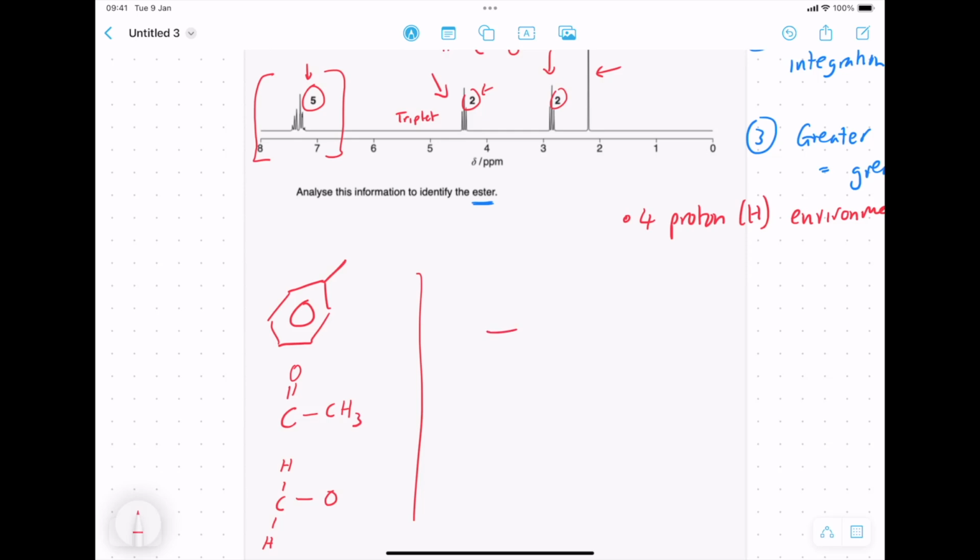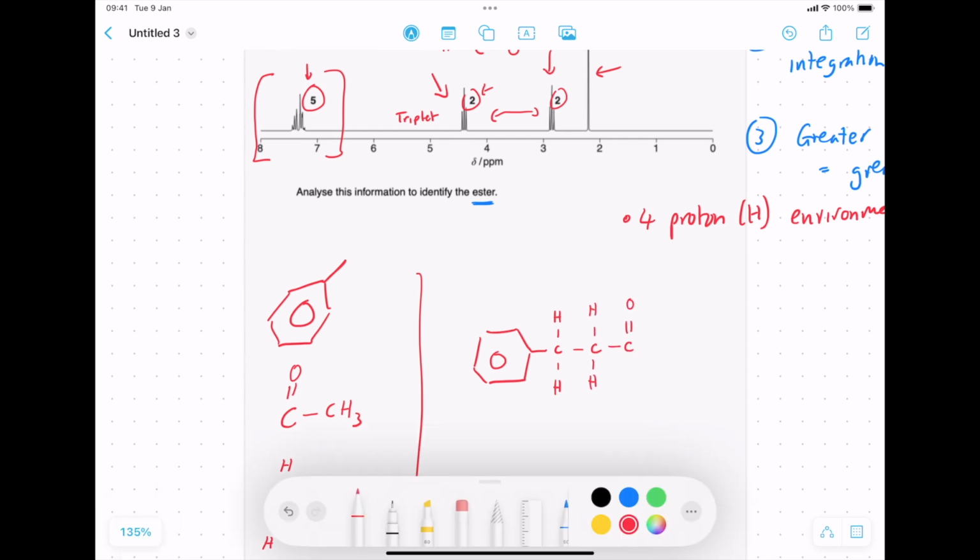So we put the benzene ring like so. The only way to get 2 triplets is a CH2 next to another CH2 because, as I said, 2 + 1 would make 3 for the triplet. So we could have maybe carbon there and then another one there. And then that's attached to the C double bond O.